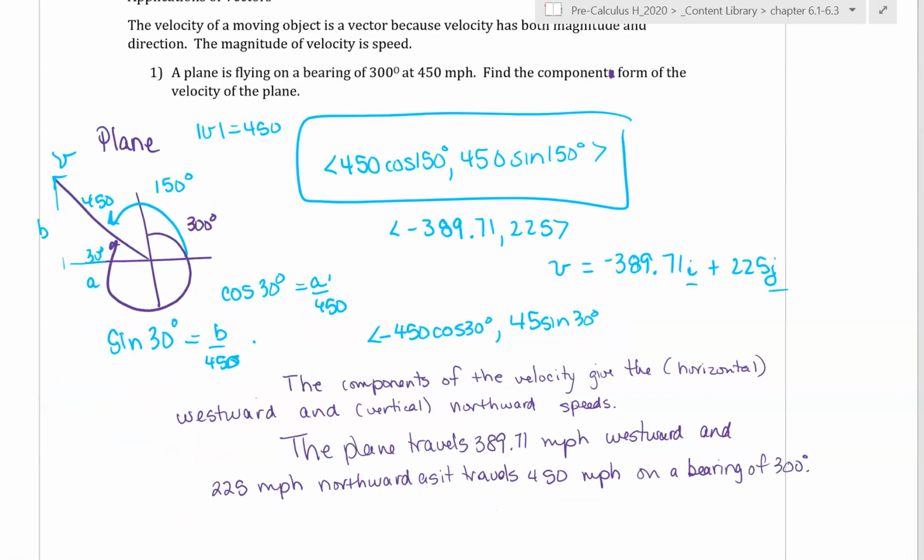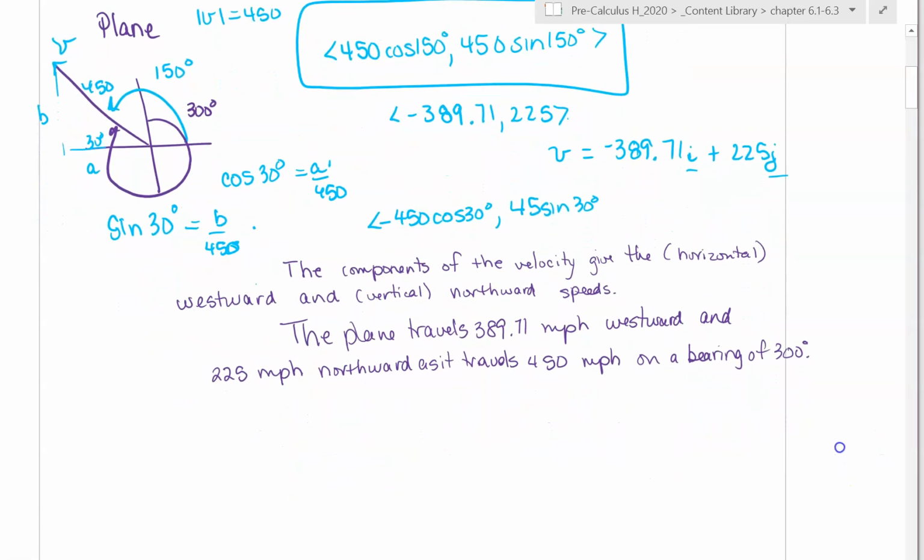Okay, just to make sure you understand what we have here, the components of the velocity give the horizontal, westward, and vertical, northward speeds. So, to sum it all up, the plane travels 389.71 miles per hour westward and 225 miles per hour northward as it travels 450 miles per hour on a bearing of 300. So again, we think of a vector as the hypotenuse of a right triangle and break it down into its x and y components.